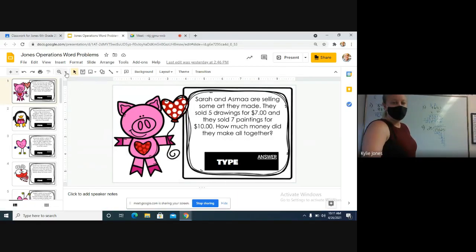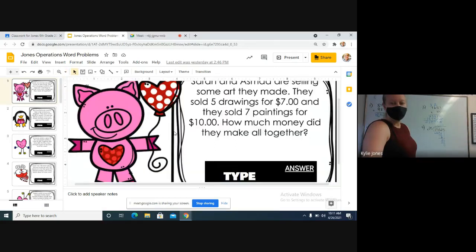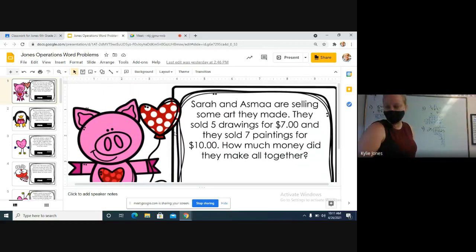So I'm going to zoom in a little bit and give you guys about 1 minute to get that opened up on your screen, please. So everybody open that up.